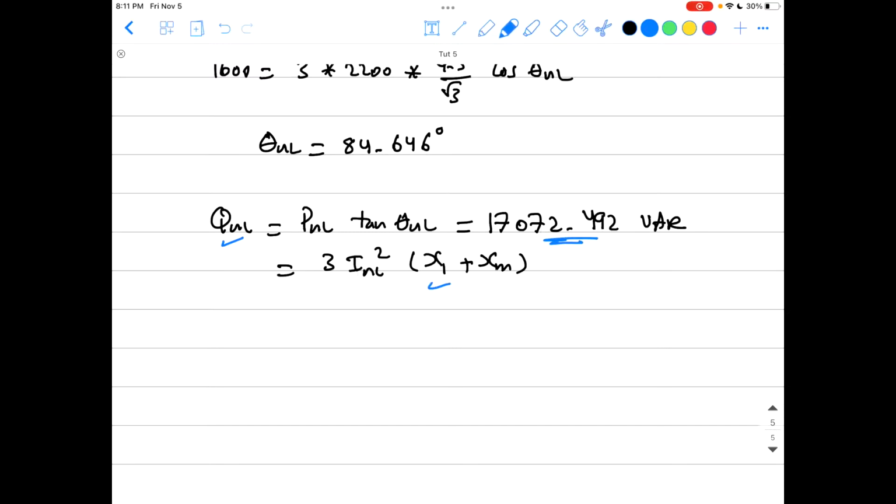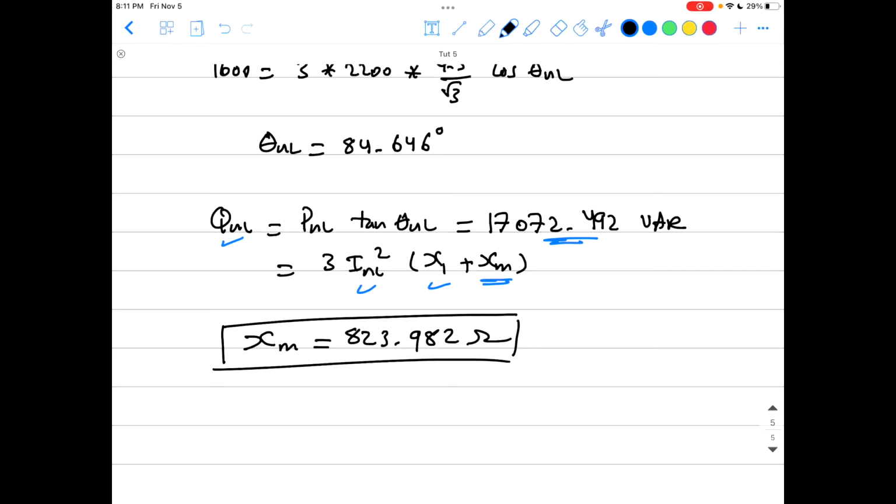X1 we found back in the locked rotor test, and I no load is 4.5 over square root of 3. So everything is known except for XM. So you can find XM directly to be 982 ohms.